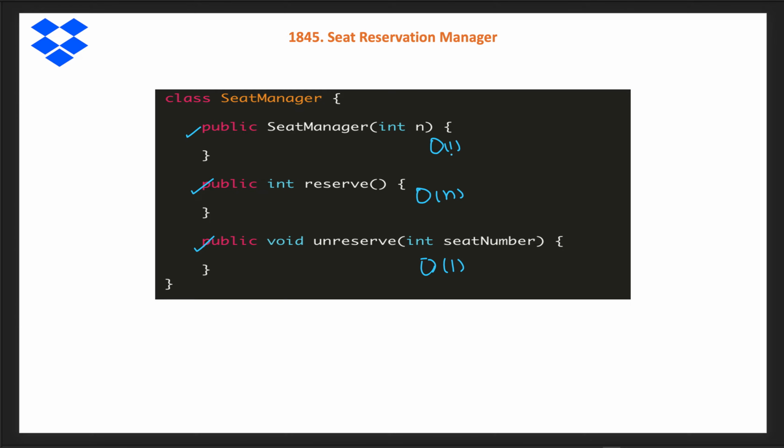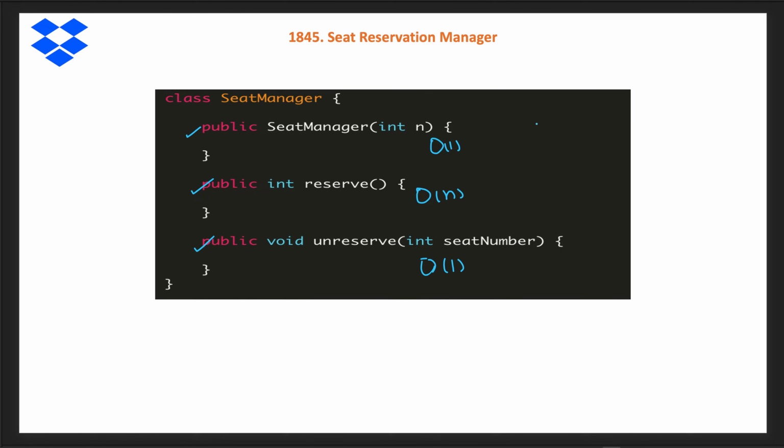Now let's say we need to optimize our reserve method as well. How can we do it? As you can see in the problem, we always have to return the minimum seat which is available. So which data structure is the best fit when we need to find the minimum among possible numbers? A heap, a min heap. So we will use a min heap to solve this problem. So for the min heap, what will we do?